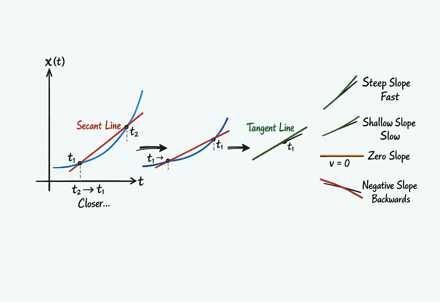So, on an x versus t graph, velocity is read from slope. A steep upward tangent means large positive velocity. A shallow upward tangent means small positive velocity. A horizontal tangent means v equals 0 at that instant. And a downward sloping tangent means negative velocity. Motion in the negative x direction.